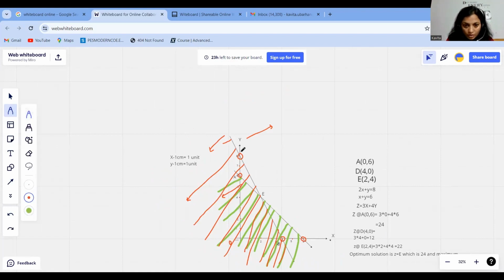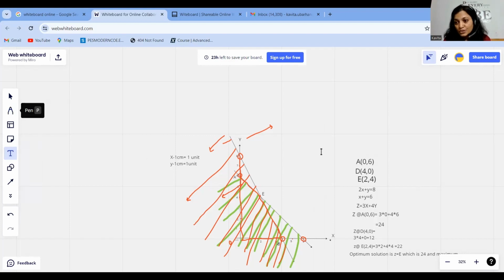So this one, A, O, D, E, and A. This is your feasible region, and there are 4 points A, O, D, and E. We all know that at point of intersection O, where x is 0 and y is 0, we'll get a value of objective function equal to 0. So here we can consider our points of intersection are 3.